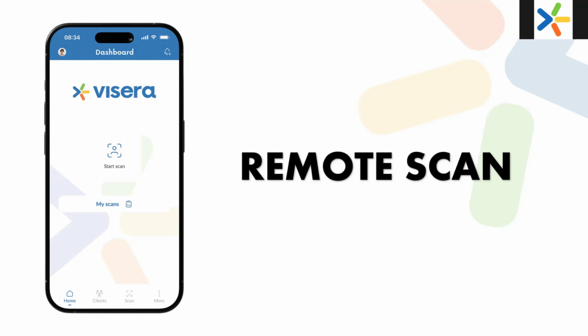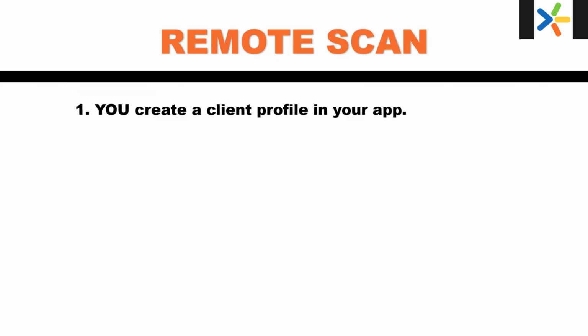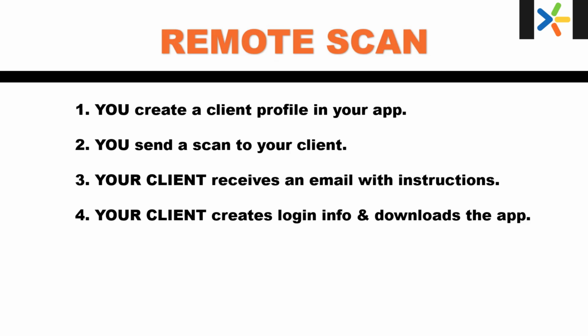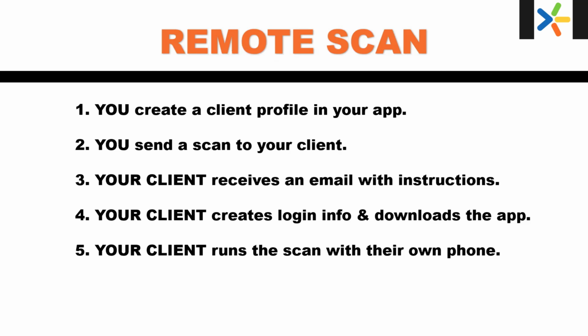Remote scan, in short, is basically a scan where you send a scan to your client and your client downloads the app in their phone and they run the scan using their own phone. So with a remote scan, first, you create a client profile in your app for the person that you want to scan. Second, you send a scan to your client. Third, your client receives an email with instructions. Fourth, your client creates login information and downloads the app. Fifth, your client runs the scan with their own phone. And sixth, both you and your client can see the results in your own separate individual phones.